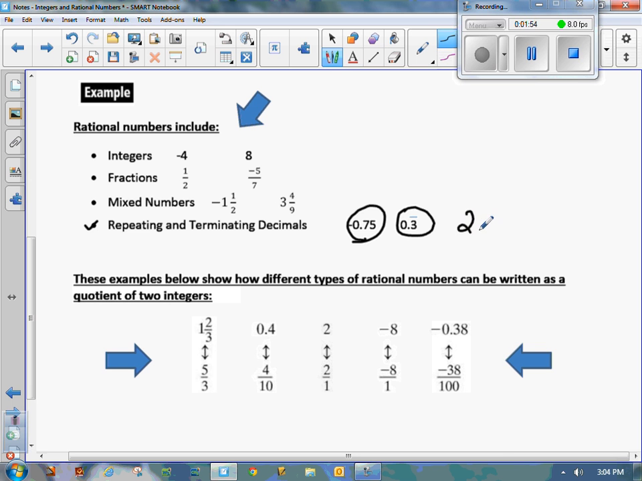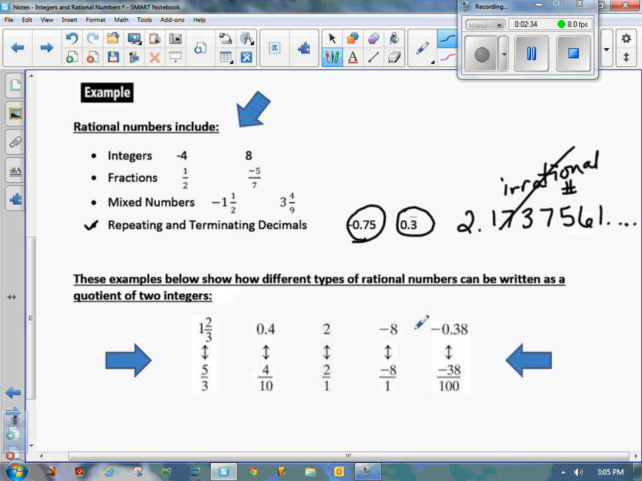And I'm just making this up. But for example, if we had 2.1737561 and so forth, and it keeps going. There's no repeating pattern, there's no ending to it. This is called an irrational number. Okay, so this is what we're not looking for when we're looking for decimals. We're looking for only repeating or terminating decimals to be included in the rational numbers.